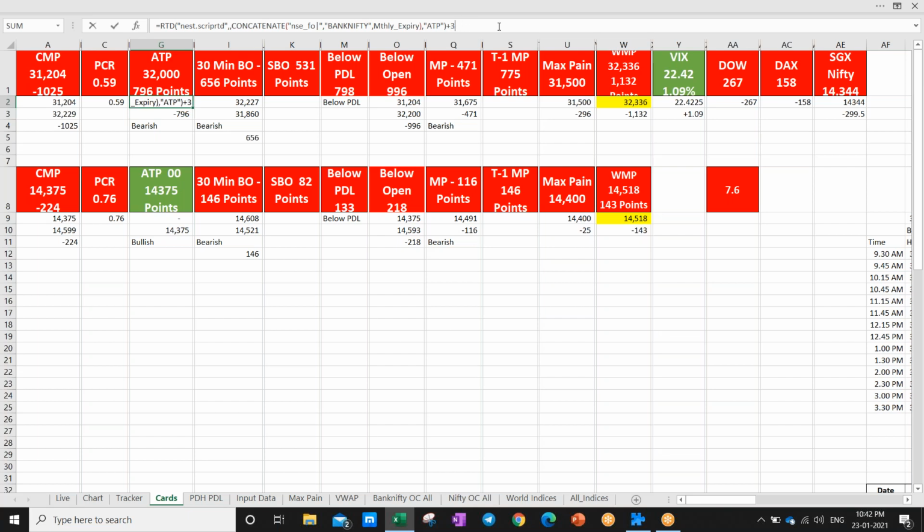And assume it is now 30,000. Now if it is 30,000, then it will show a green color. It means bullish. So this is how the VWAP works.